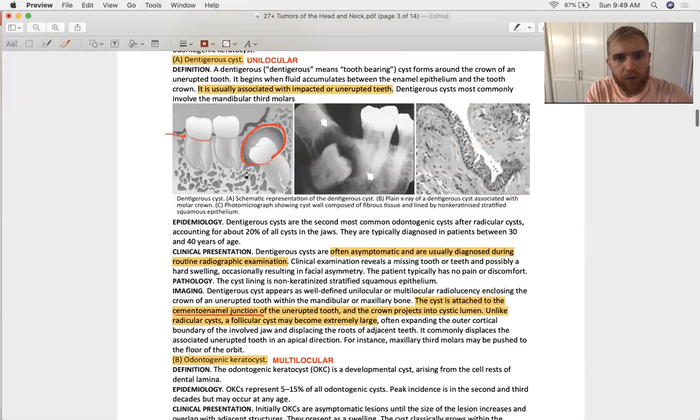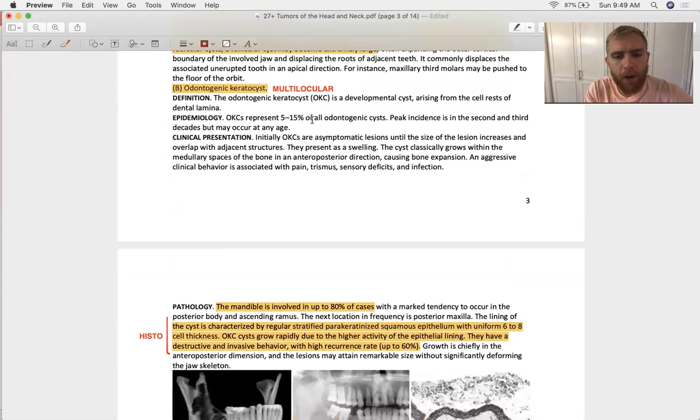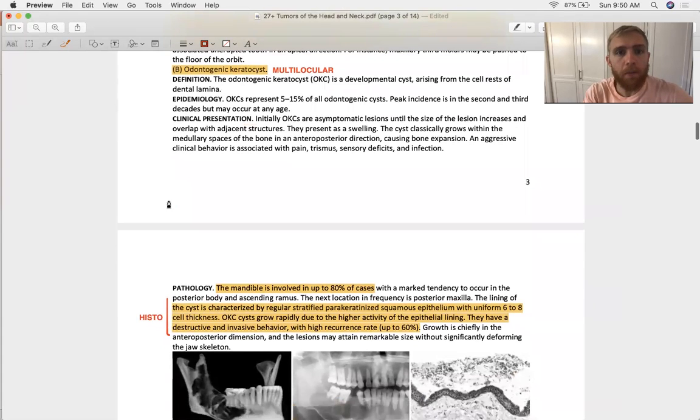It's important to note that this is going to be a unilocular cyst, meaning it's just one pocket, one packet of fluid. And our last type of odontogenic cyst, or a cyst around the tooth, is the keratocyst. And this is going to be a multilocular cyst most often, meaning it's going to have many different pockets of fluid connected to one another. So it's going to look more so like a cluster of grapes rather than just one grape itself.